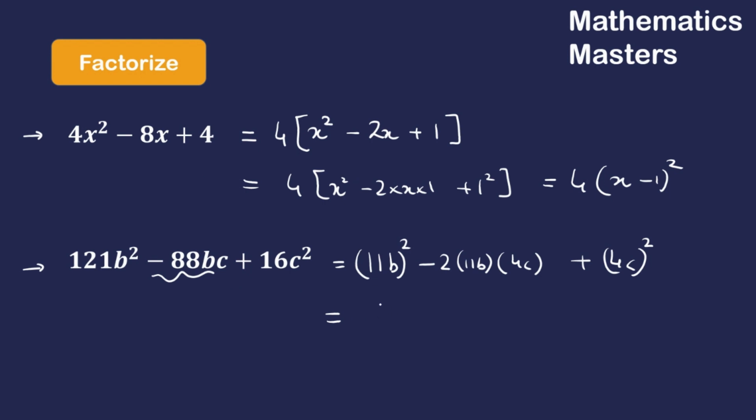So if we apply the second identity backwards, we will have (11b minus 4c) the whole square, because over here the middle term is minus. That means for this expression, this is the factorization: (11b minus 4c) the whole square.